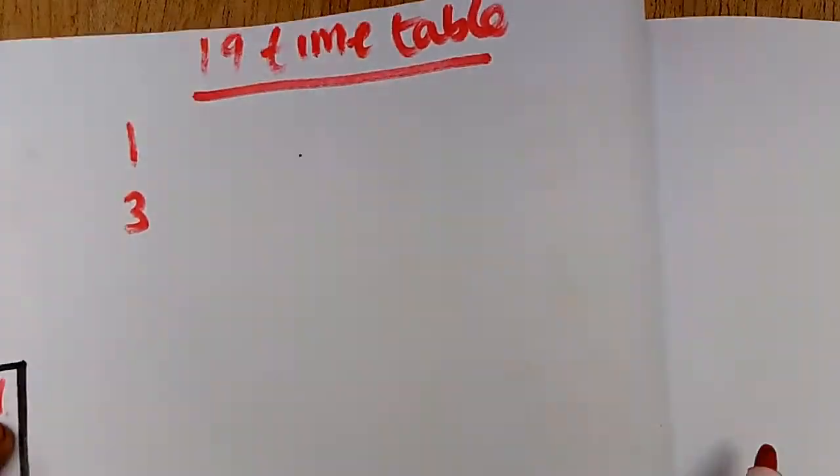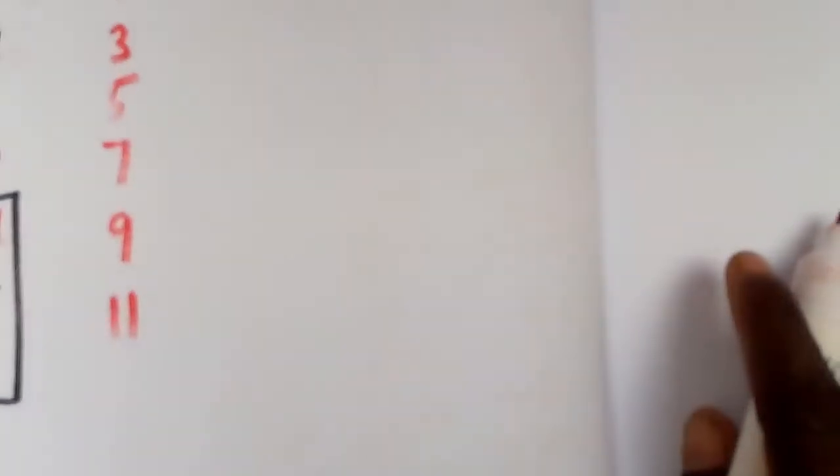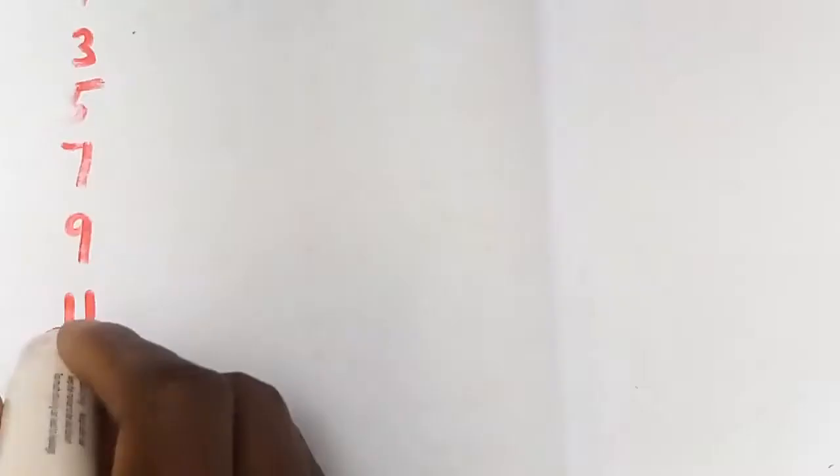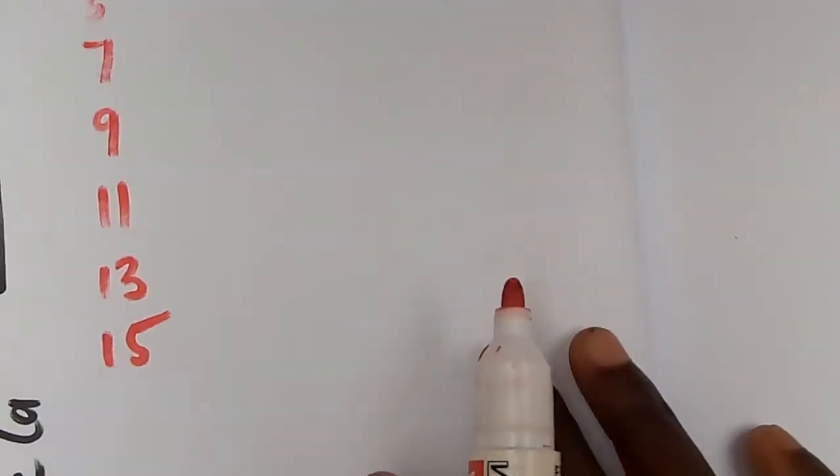So 1, 3, and then 5, 7, 9, 11. 11 is an odd number. 13 is an odd number. 15 is an odd number. 17 is an odd number, and then 19 like this. Okay, so how many numbers do we have? 1, 2, 3, 4, 5, 6, 7, 8, 9, 10.